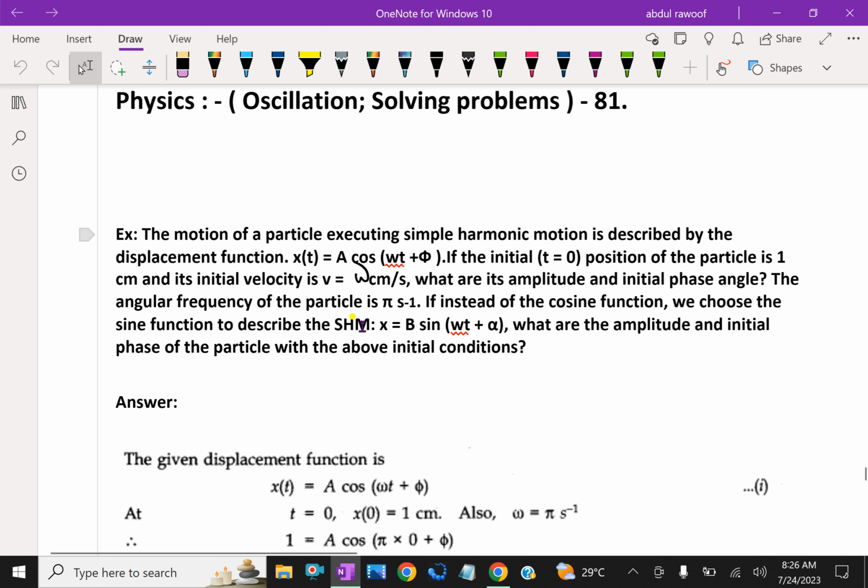The angular frequency of the particle is π per second. If instead of the cosine function, we choose the sine function to describe SHM, that is x = B sin(ωt + α), what are the amplitude and initial phase of the particle with the above initial conditions? Here the SHM initial condition is given, that is at t = 0 the particle is at 1 centimeter and its initial velocity is given. Now let us start the problem here.